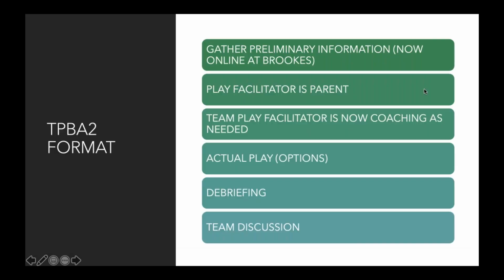Okay, so we're trying to keep as much as possible to the TPBA format that has been established and we know works. So we still want to gather preliminary information, and as you know, in the TPBA format, we do use a health history questionnaire, a routines rating form, and the All About Me, which is the perspective of the parent about what the child's doing. Brooks has been good enough to put these online in a fillable form now, so you will be able to access them for parents to complete.